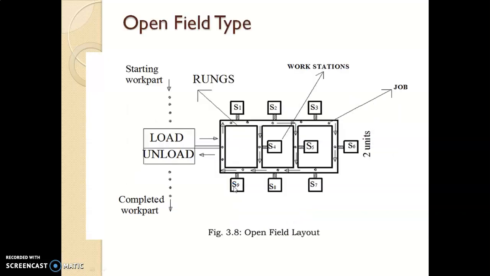The next, open field layout. The open field layout also has loading and unloading on the left side of the stations, and the machines S1, S2, S3, S4, S5 and S6 are connected, and the component is processed in the open field layout. There are workstations and the job can be moved on conveyors. The open field layout is the most complex FMS layout and includes several support stations. The support stations are connected on the conveyor to process the component.